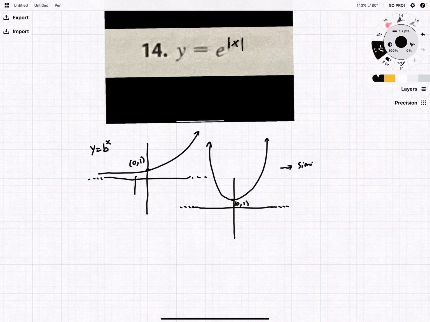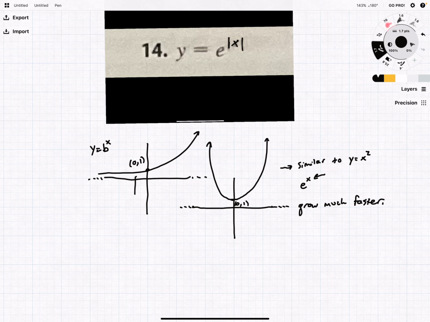It's a similar shape to y equals x squared, you'll notice. However, because it's e to the x, right, the x is the exponent, not the base. Because it's e to the x, it's going to grow much faster.